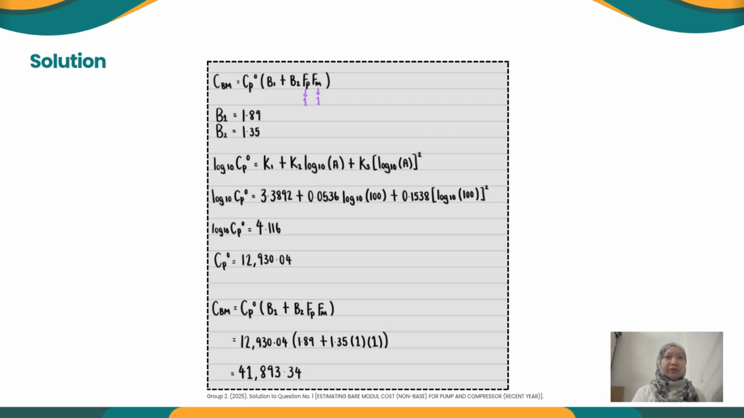Next, to find the value of CP0, we have to use the equation log10 CP0 on page 5.